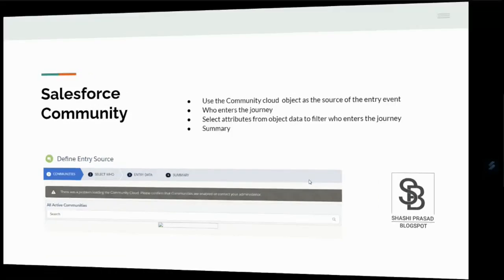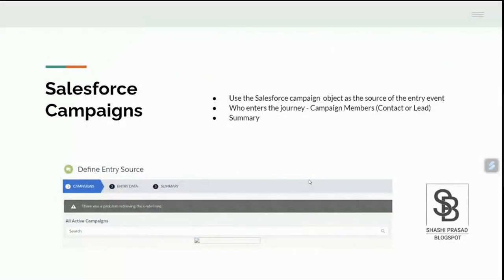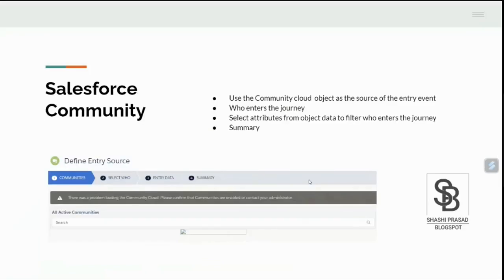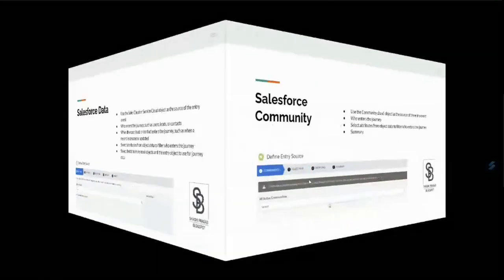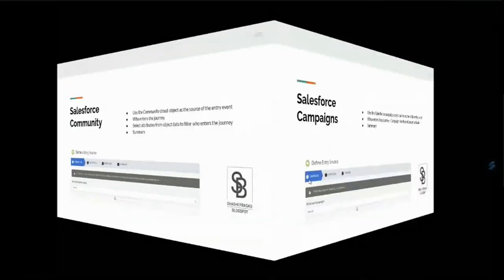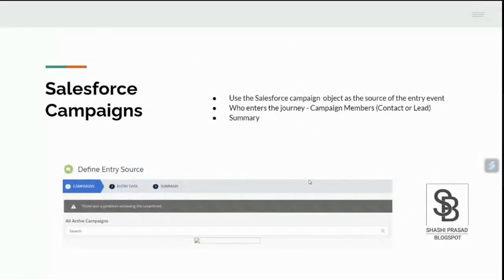Now see the change when you do it with campaigns. In the campaign, you have only 3 steps: campaigns, entry data, and the summary. You need to see how many active campaigns you have in the Sales Cloud and whom you want to add. Whether that campaign is for the contact, which becomes a campaign member, or a lead that becomes a campaign member, it depends. So here it is 3. Going back: when you choose different objects like user, lead, or contact, you have 5 different pointers. For community you have 4, and for campaign you have 3. So these are different.